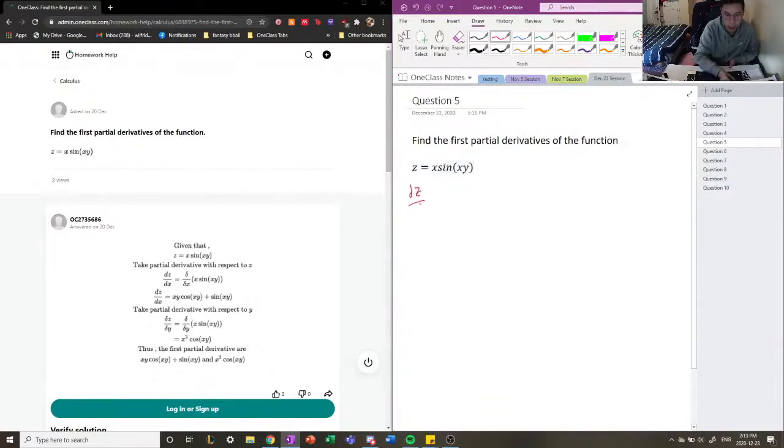So it's partial z, partial x. So this means that we're deriving our function only in terms of x. So we keep y to be constant. So what they're asking us is to find the first partial derivatives of this function. So we're going to try to find partial z, partial x, and partial z, partial y. Okay, so that's what we're going to try to find, and this is the notation for it.